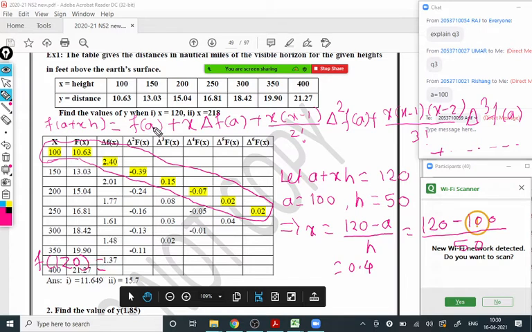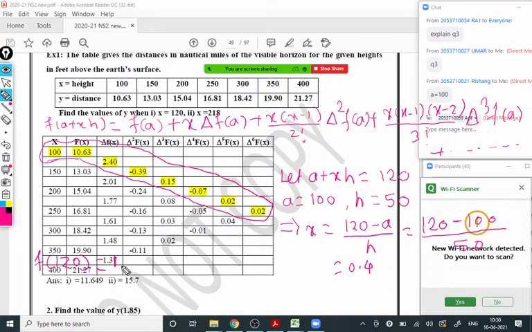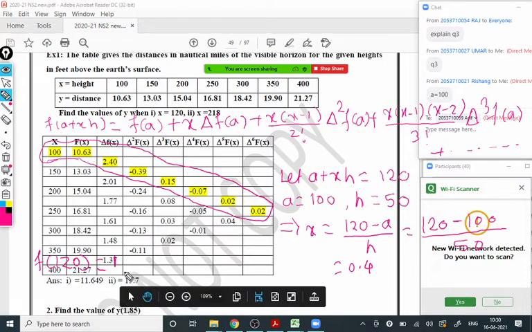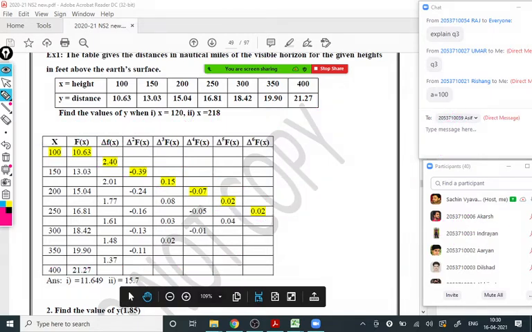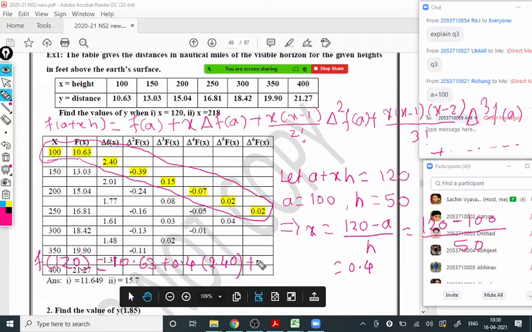What is the value of f of a? 10.63. Very good, correct. This is f of a. Then the value of x is 0.4, so I'll write 0.4. What is delta f of a? 2.40. Correct, very good. Plus x into x minus 1. X is 0.4. X minus 1, that is 0.4 minus 1, that is minus 0.6.